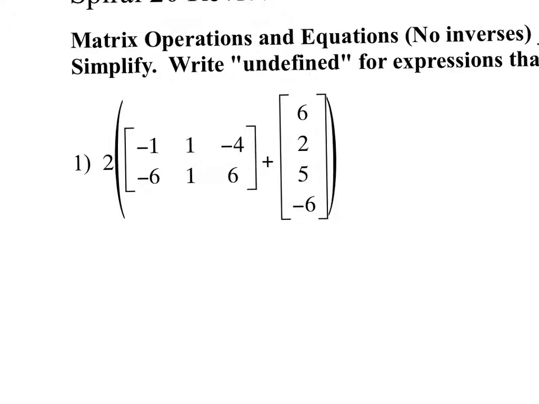So first off, we got two things that are being added together and then multiplied on the outside. First thing that I notice here is that the dimensions are not the same. This is a 2 by 3 and this is a 4 by 1, and because those are different dimensions, we cannot add those together. So this would be undefined.